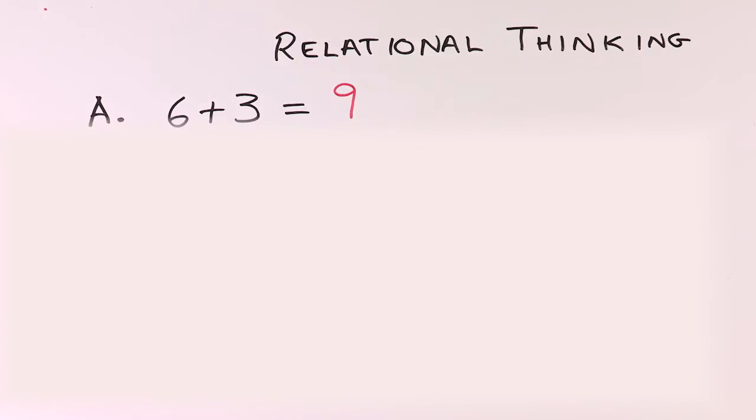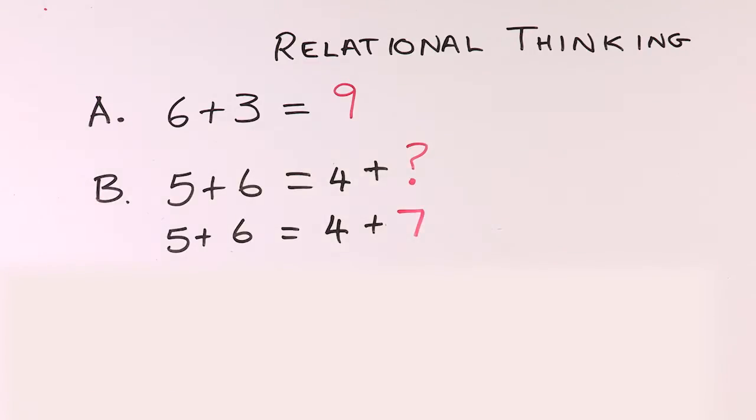So what we've got here is B. We've got a different form of mathematical sum, and we should be exposing students as young as grade 1 to this form of mathematical sum. In this case, we've got 5 plus 6 equals 4 plus something. To work out the something, there are many ways that you could do it. Some of you would say, well, 5 plus 6 is 11. 4 plus what is 11? 4 plus 7 is 11. So the missing number would be 7.